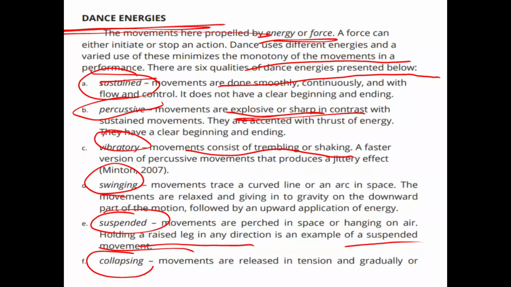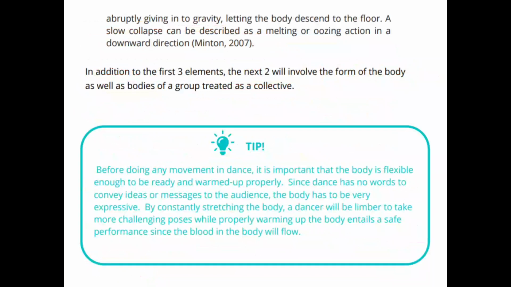Okay, when we say collapsing, movements are released in tension and gradually or abruptly giving to gravity, letting the body descend on the floor. A slow collapse can be described as a melting or oozing action in the downward direction, kanang mga floor dance na. Okay, in addition to the first three elements, the next two will involve the form of the body as well as the bodies of a group treated as a collective.